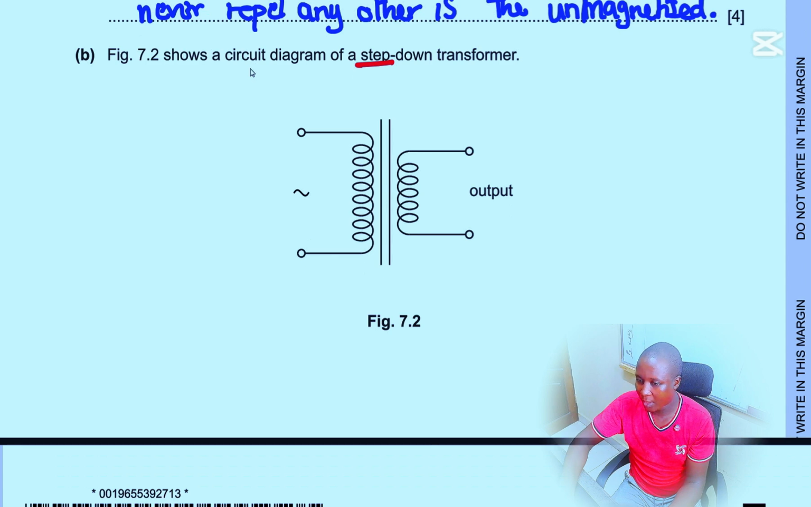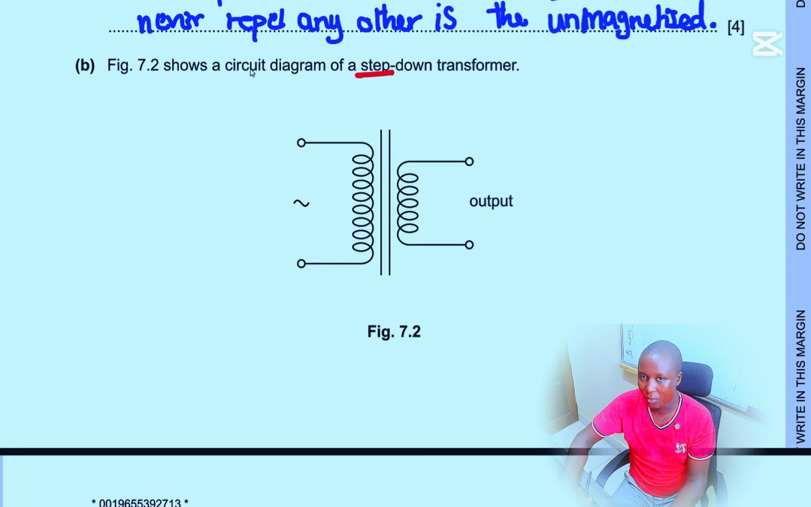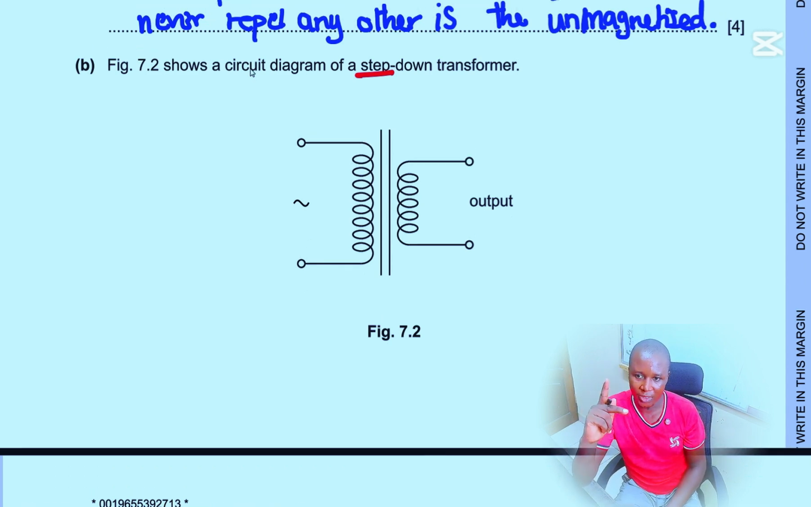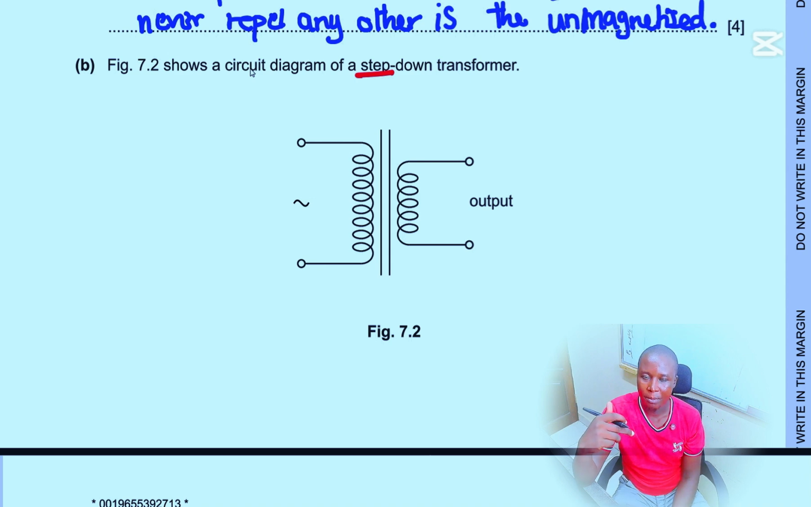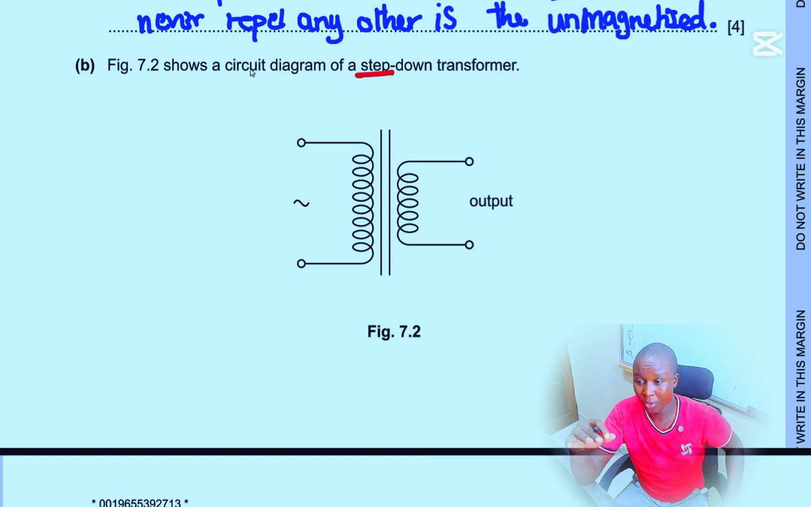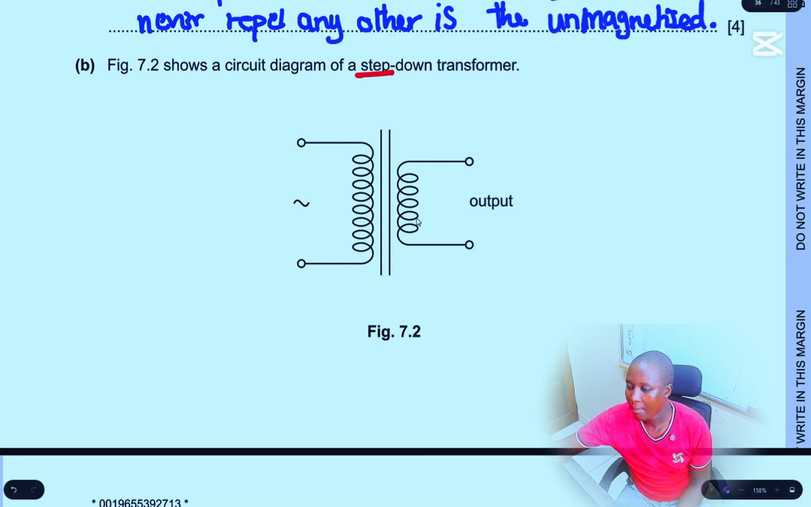Now, going back to the concept of transformers, we need to understand there are 2 types of transformers. A step-up transformer, which increases voltage, and a step-down transformer, which reduces voltage. If you look at a diagram, you are able to determine whether it's a step-up or a step-down transformer. For instance, in this case here, we have a step-down transformer because the secondary coil has fewer turns than the primary coil.